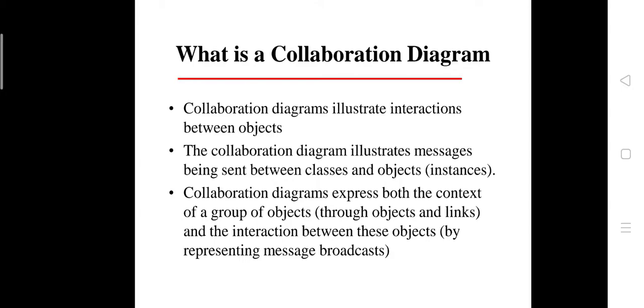As I said, the sequence diagram focuses on the time ordering of the messages, whereas the collaboration diagram focuses on how the communication takes place between the classes and objects, or between a group of objects, through the messages. The collaboration diagram expresses both the context of a group of objects and the interaction between these objects.